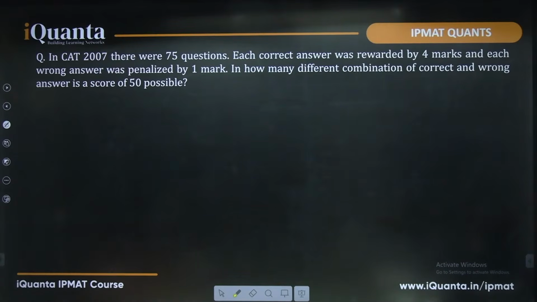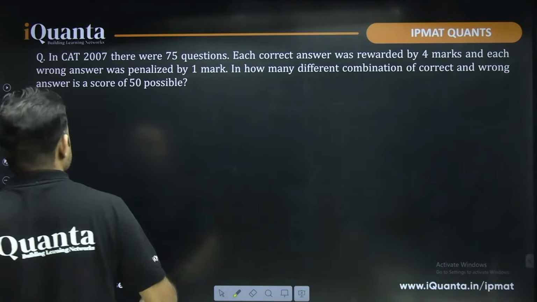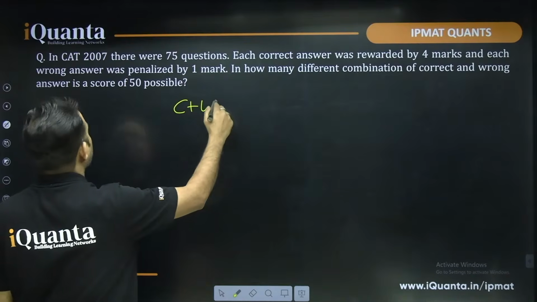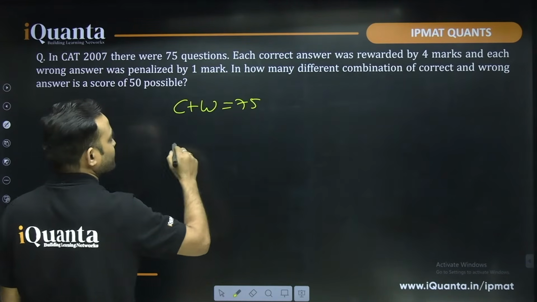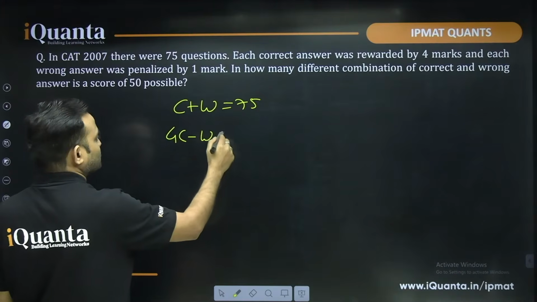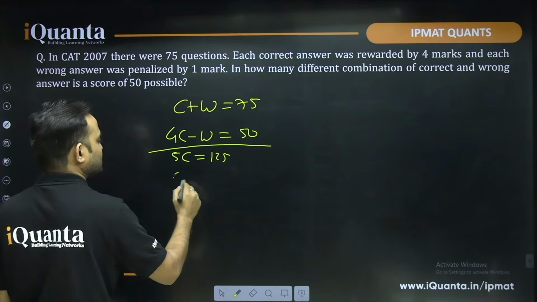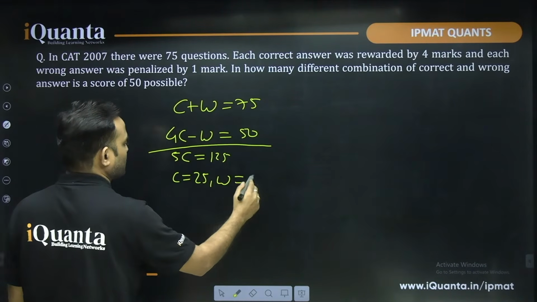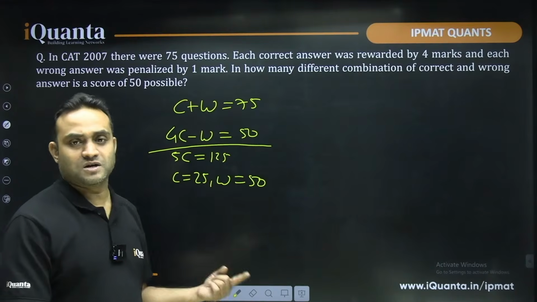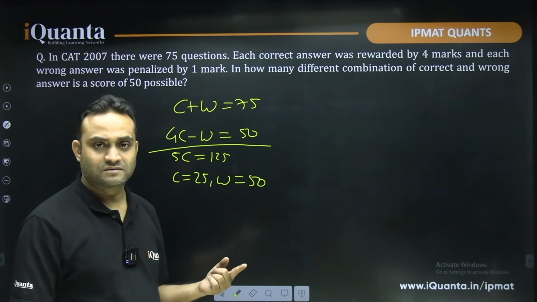When number of correct questions 25, wrong questions 50. It's not given, but it's obvious in these types of situations. If there are no unattempted questions, then correct questions plus wrong questions will be 75. 5C is 125, C will be 25 and wrong will be 50.